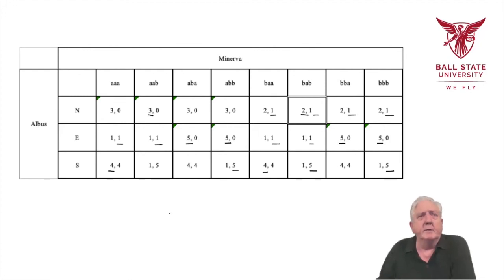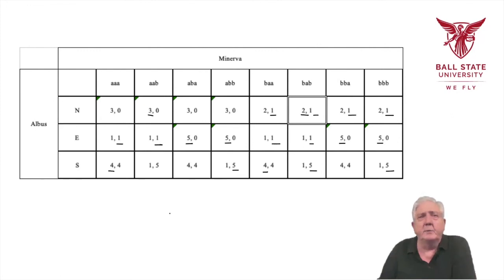Now we go the other way. Albus, given this row, would choose all of these 1s because they're all the same. We underscore all the 1s. In the second row, it's the same thing. 1, 1, 1, and 1. And in the final row, it's going to be the 5s. 5, 5, and 5.